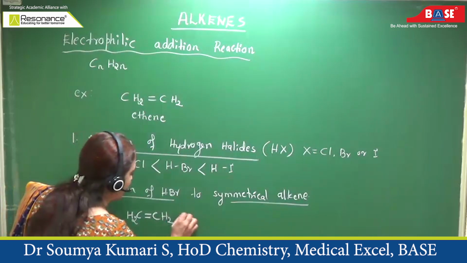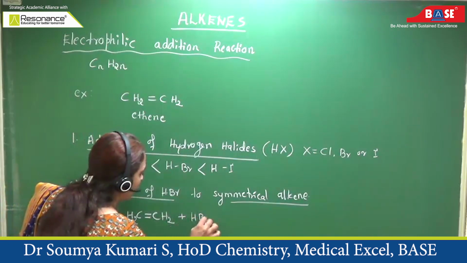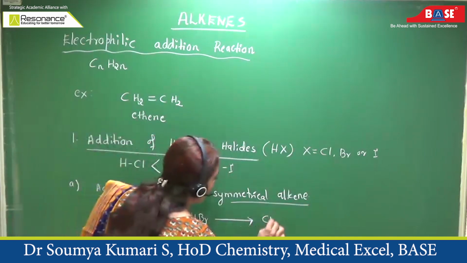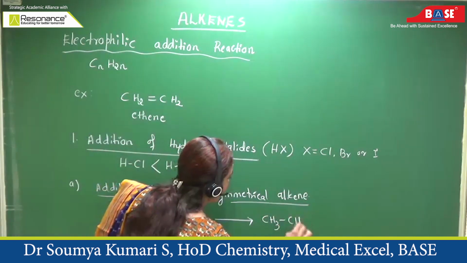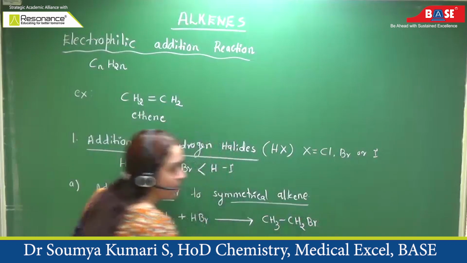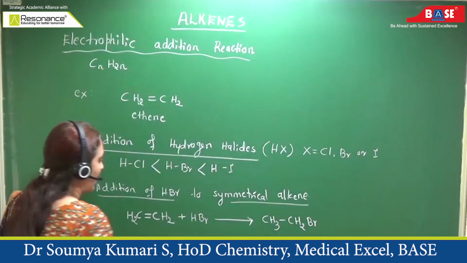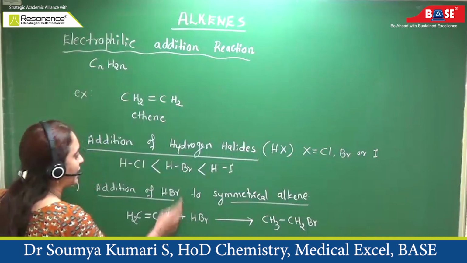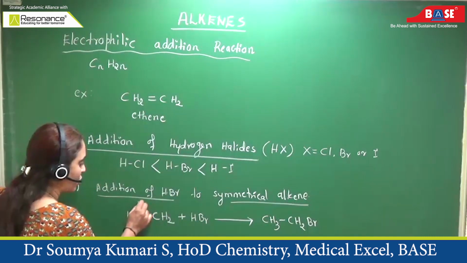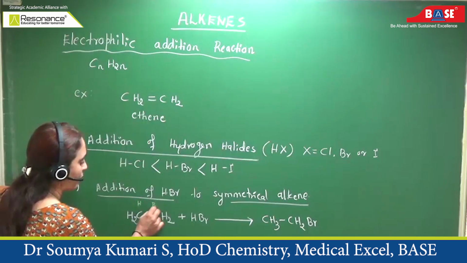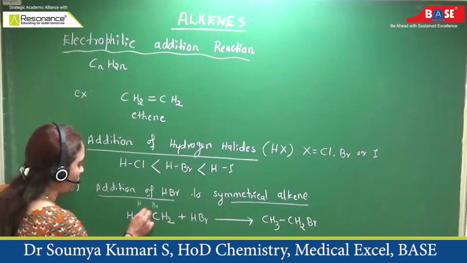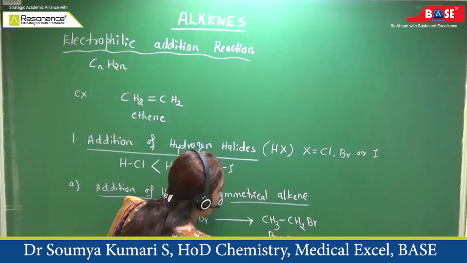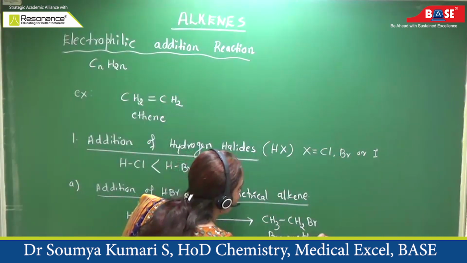When ethene reacts with HBr, we are going to get the product, that is bromoethane, CH3CH2Br. This can be easily understood. We have HBr here. This looks like addition of hydrogen to one carbon and bromine to another carbon. So we end up with bromoethane as the only product.